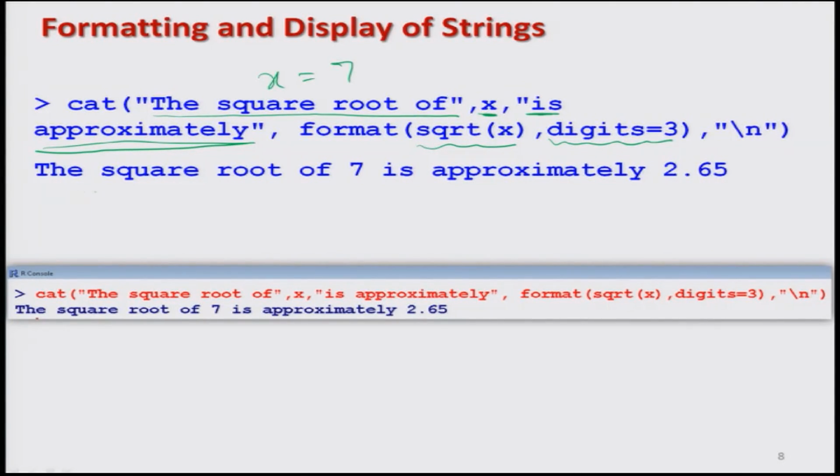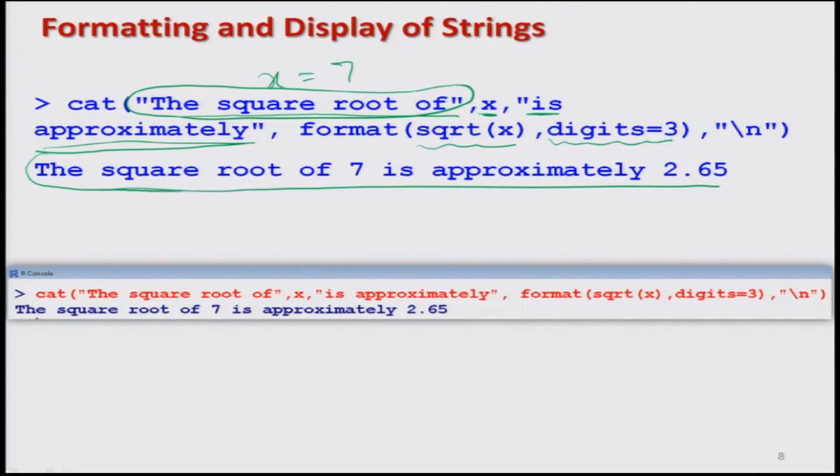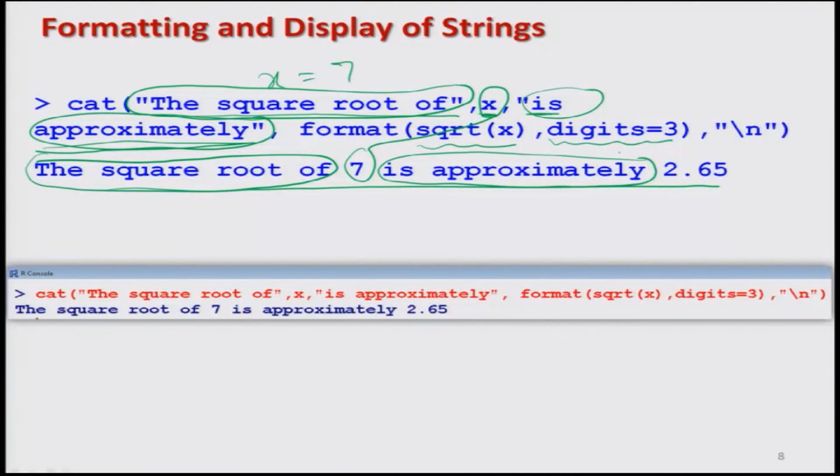So, the outcome comes out to be the square root of 7 is approximately 2.65, right. The 7 is coming from here, x, and the next phrase, is approximately, is coming from here, and whatever is the value of the square root of 7 in the format digits equal to 3. So, let us try to do it over the R console and see what we get over here.